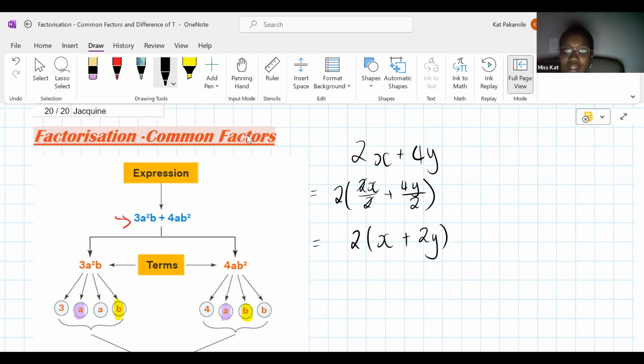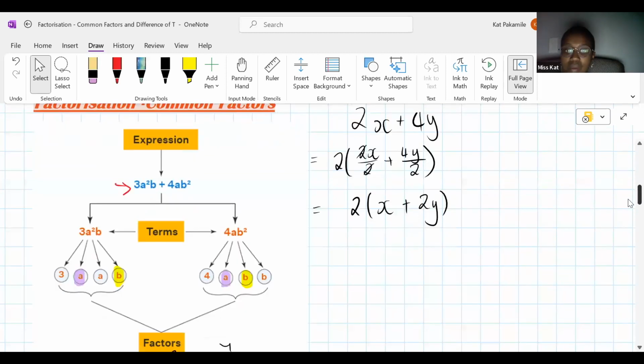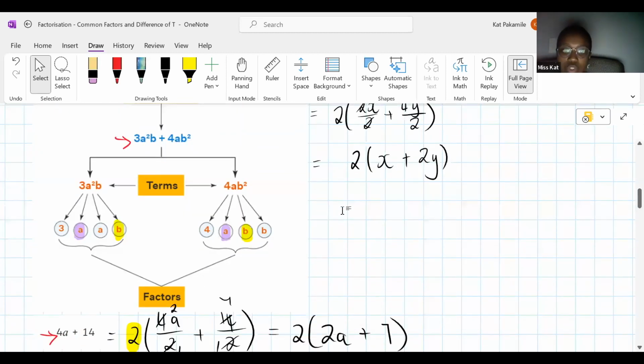Beautiful, Itumeleng. That was beautiful. Thank you, ma'am. Guys, I see you in the chat as well. That would be correct. So you just find what they both have in common, you factor it out, and then you divide both of them by that factor. Let's do a last one. I want to see what you guys are going to do with this one.